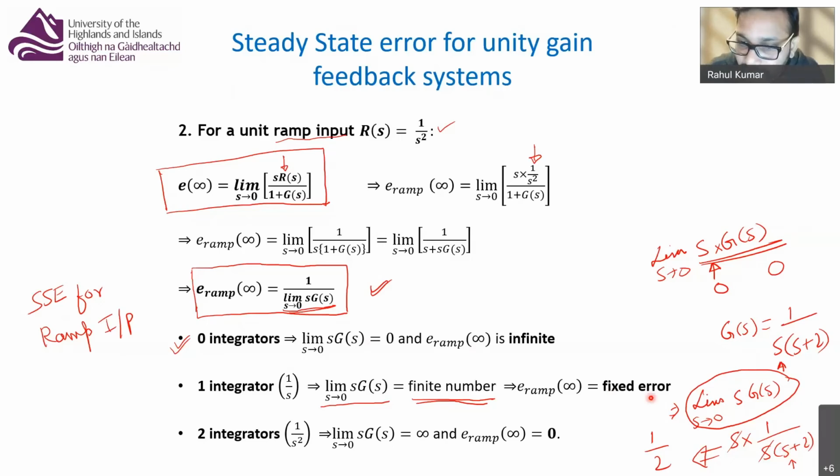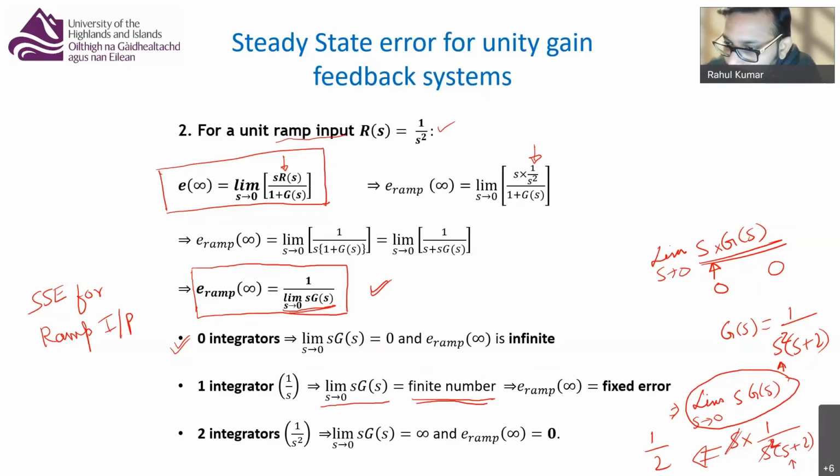Similarly, if you have two integrators, something like G(s) equal to 1 divided by s square plus s plus 2. You have two free integrator terms. So in that case, my calculations will get modified here.